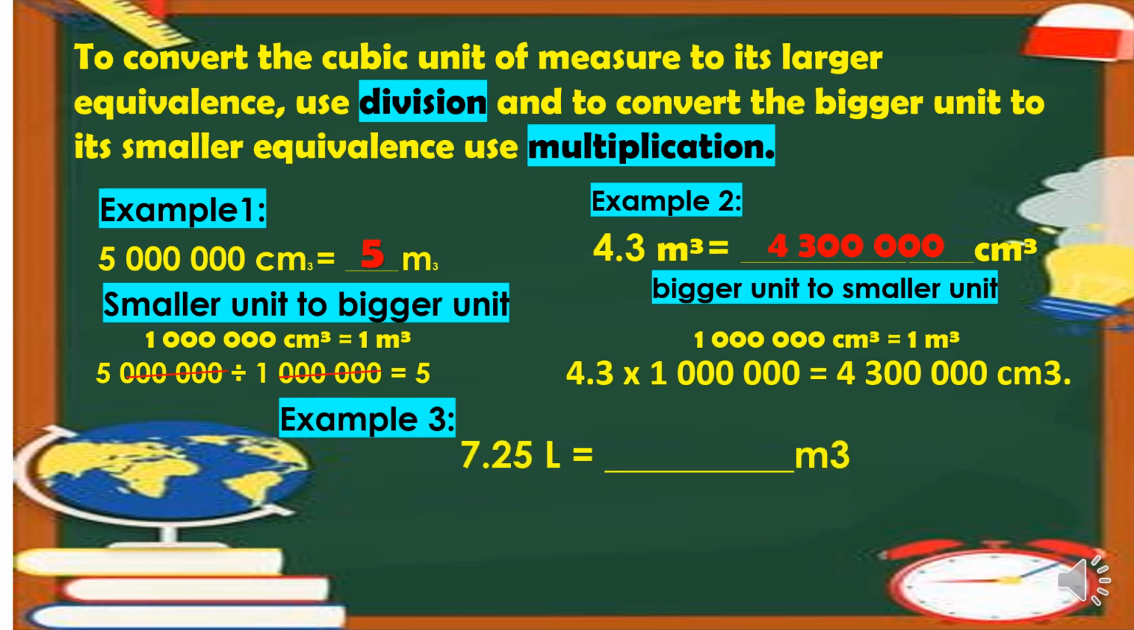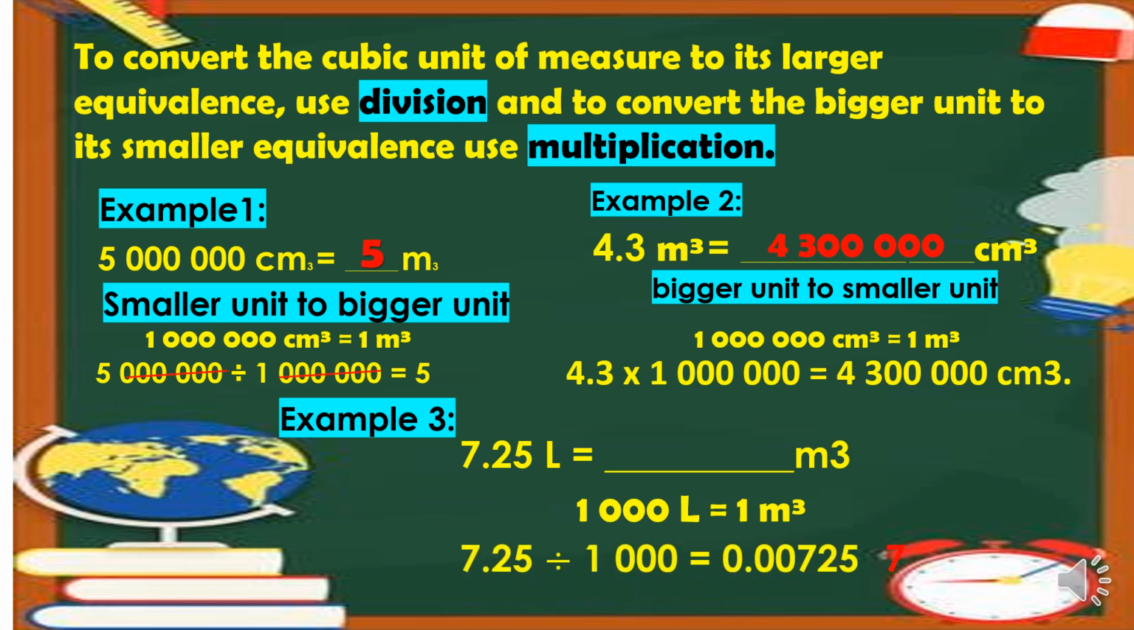Another example, number 3. So we have liter to cubic meter. So 7.25 liter is equal to how many cubic meter? So for every 1,000 liter, that is only equivalent to 1 cubic meter. So therefore, we have to divide.